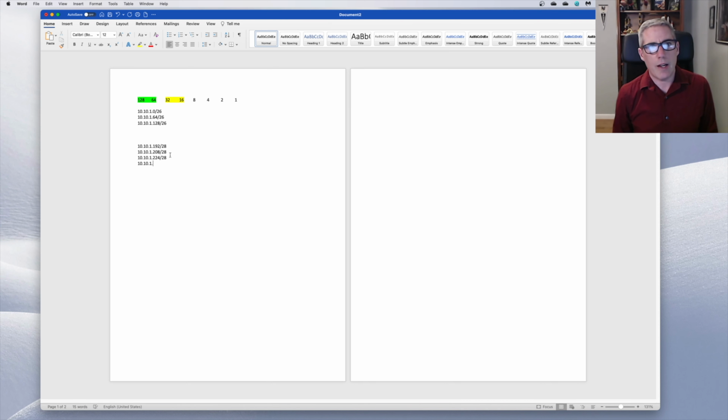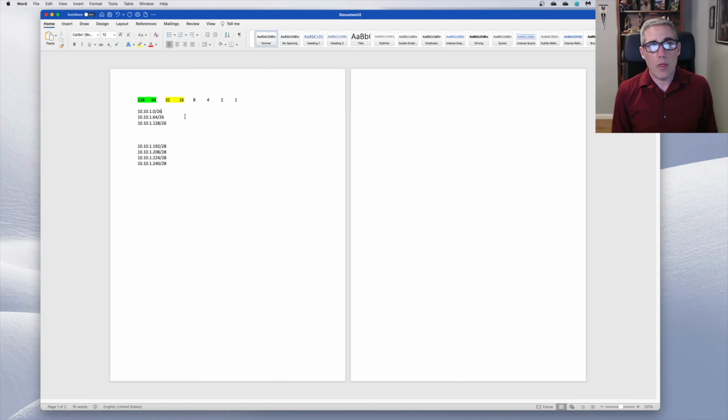And then another 10.10.1, and we have 16 plus 224 is 240/28. And again, we add 16 to that, we get 256. That's too many. So that is variable length subnetting with 3 subnets of equal size, and then the 4th subnet is broken into another 4 subnets. That's just based on numbers we picked. There's no reason beyond me saying, let's try it with 3, let's try it with 4.